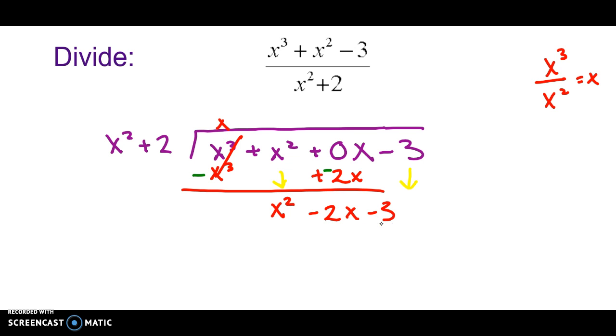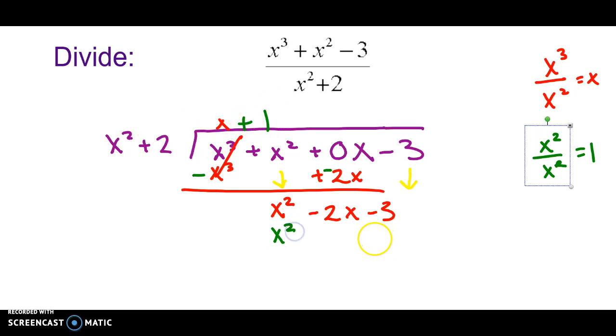Here we have a really similar thought. What do I multiply x squared by to get x squared? Or, similarly, I could do x squared divided by x squared, and that would give me 1. So I'm going to multiply 1 to both of these terms.